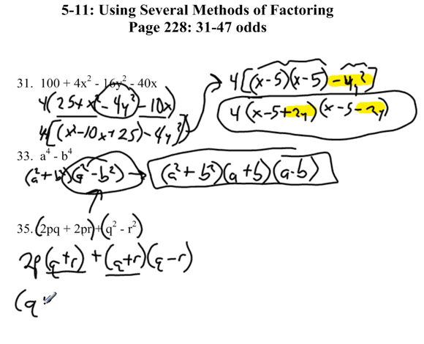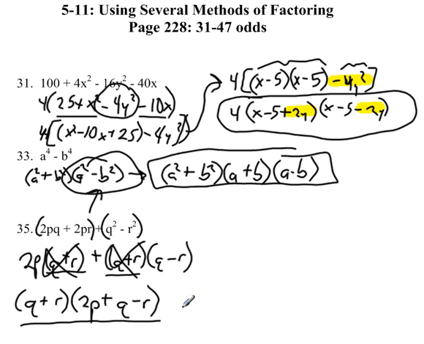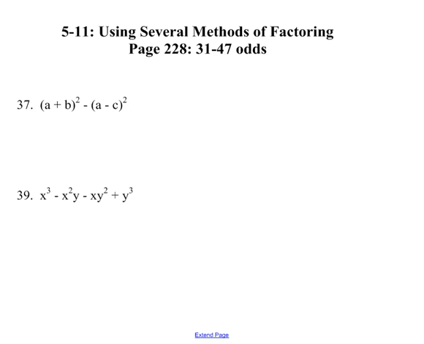So put what's in common, which is q plus r. That takes care of these, and then write what's left. And you have 2p plus q minus r. Nothing can be combined or simplified. Nothing needs to be multiplied out. So you are done at that step for number 35. All right, moving to your next one, 37.